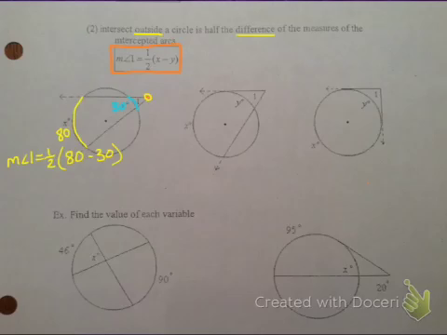Alright, so 80 minus 30 is 50, and half of 50 is 25. So the measure of angle 1 is 25 degrees.